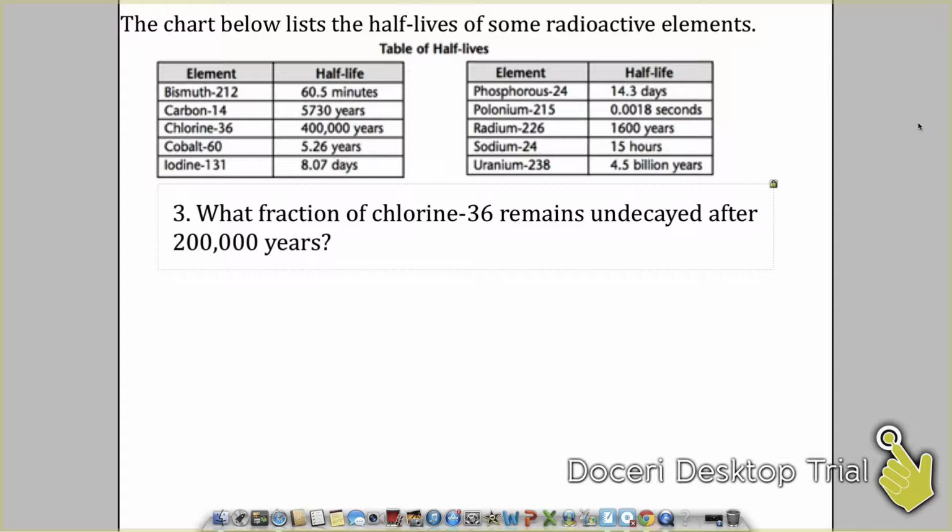So in the very beginning, we start off, because they're talking about fractions, we start off with, that's not a perfect circle, but all right. We start off with a whole piece or a whole amount of the chlorine, correct? Within the index fossil. What is the half-life of the chlorine?